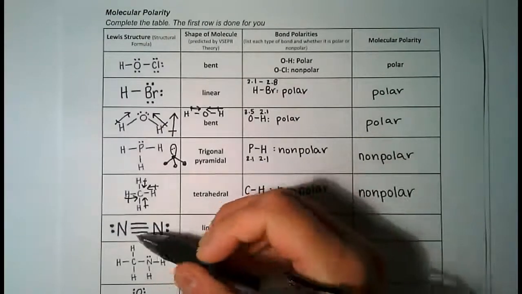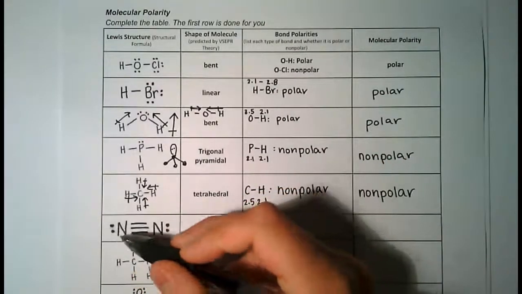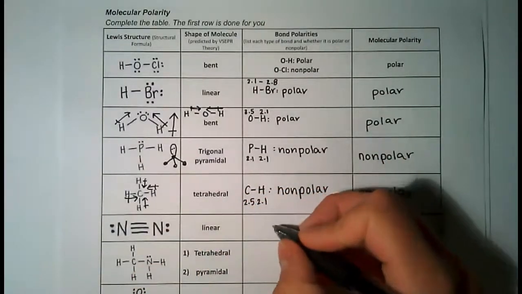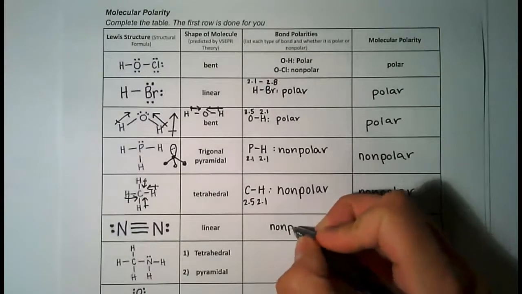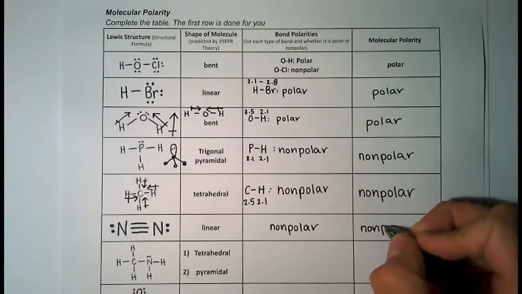Then we have N2, which is linear, and because these are the same atom, we can go ahead and say that bond is going to be nonpolar, and the molecule is going to be nonpolar as well.